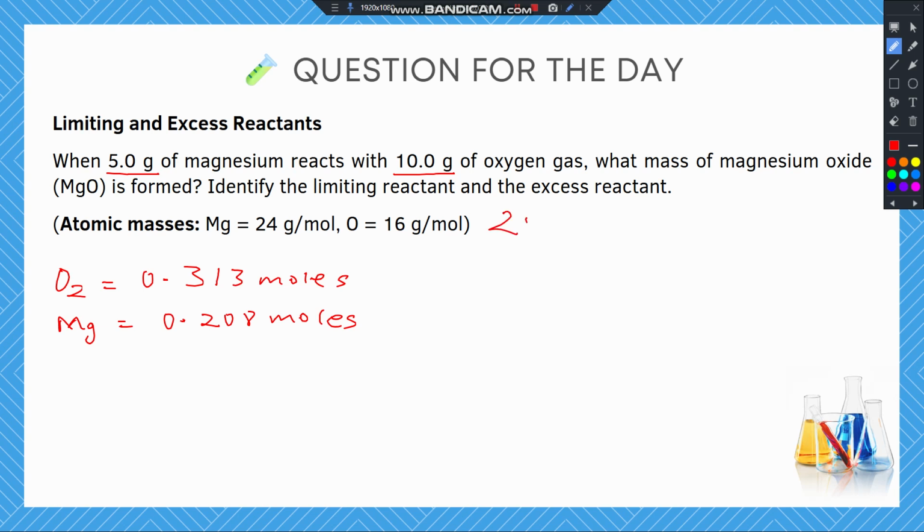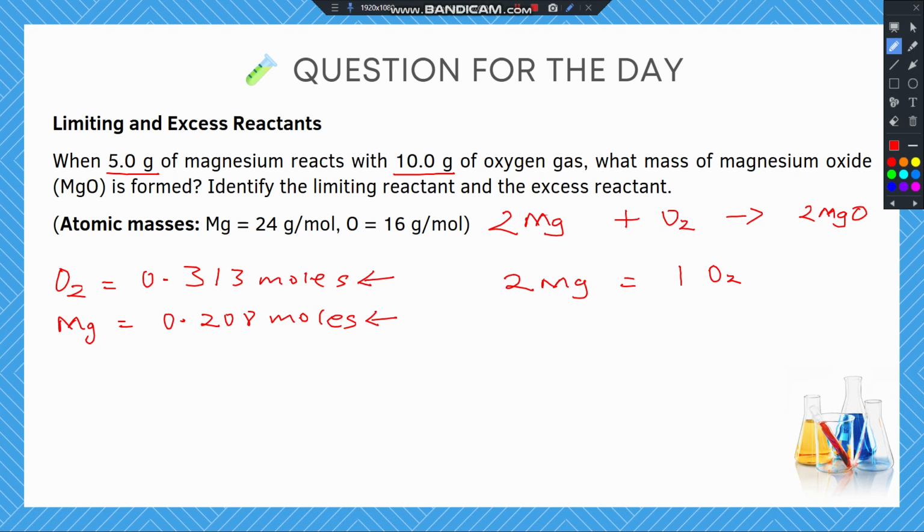From the equation, remember our chemical equation says 2Mg plus O2 gives us 2MgO. So from the chemical equation, 2 moles of magnesium reacted with 1 mole of oxygen. So now we want to find out which one is the limiting reactant. What do we mean? It means that between this 0.313 moles and this 0.208 moles, one of them is not enough and one of them is more than enough.